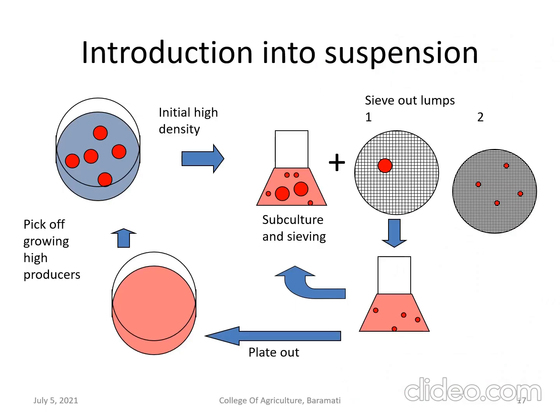Now the first process of filtering out is using small sieves for filtering the suspension culture. You can use large pore sieves or small pore sieves to filter out the single cells. This is a mixture of large aggregates and single cells, while this is the suspension of only single cells. So single cell clones can be obtained using suspension culture. You can plate it out and again you can repeat the procedure.